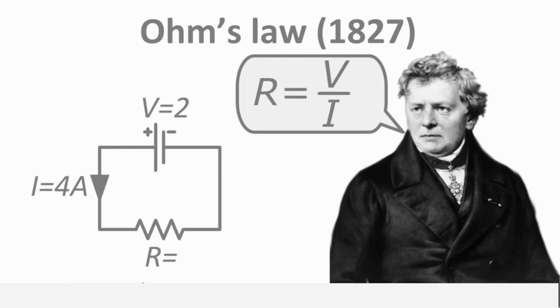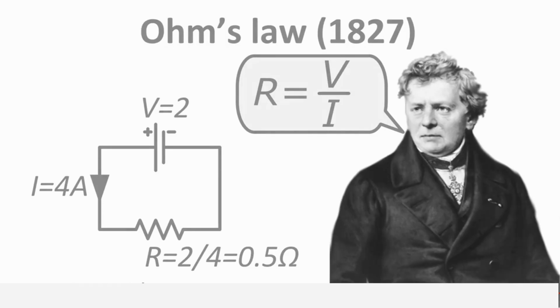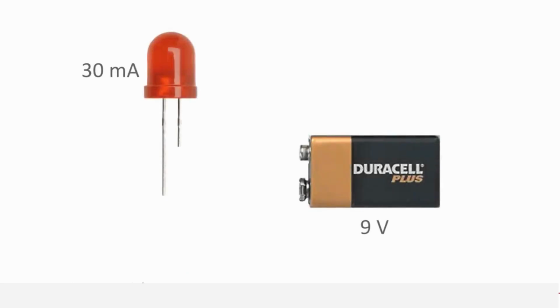The voltage source is 2 volts and we want a current of 4 amps. So what resistance should the resistor have? According to Ohm's law, the resistance is equal to the voltage divided over current, or 2 over 4 is equal to 0.5 ohms. An example of an application of this simple network is a basic LED circuit.